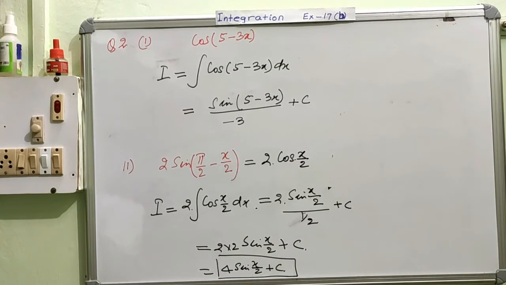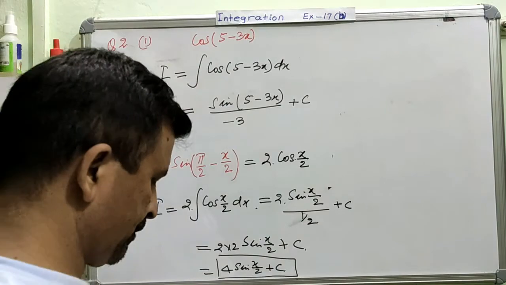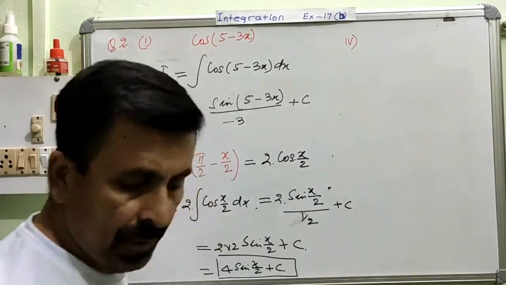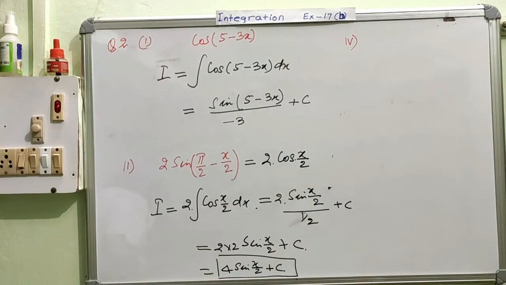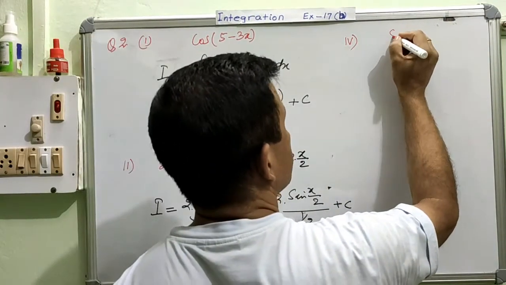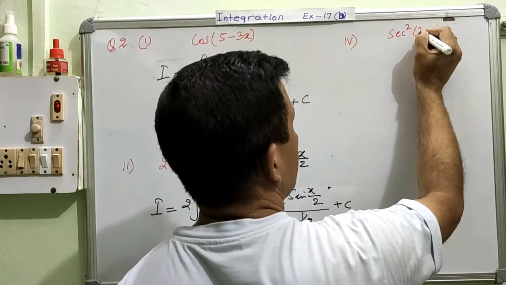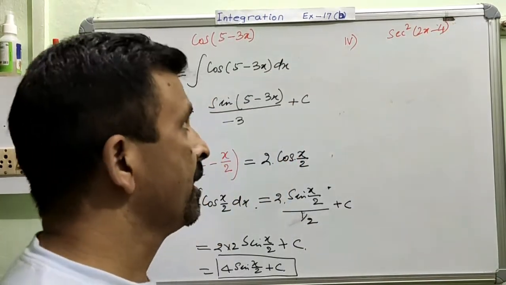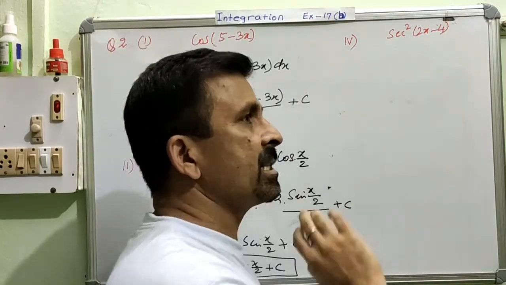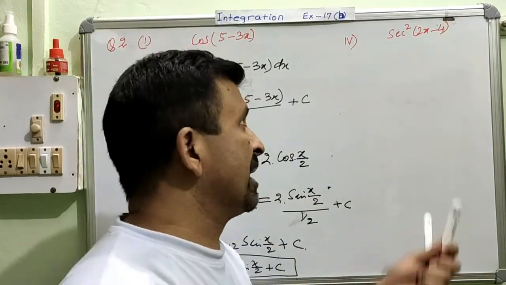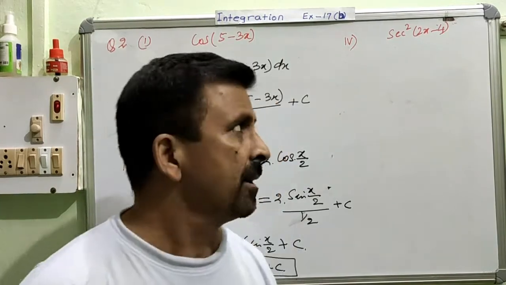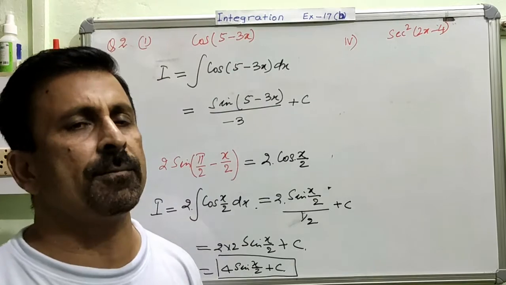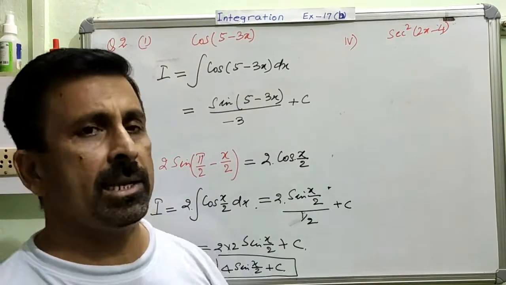Okay. Let us see one more question, Roman number 4. Your question is sec square of (2x minus 4). Okay. Now this is your question. So how will I read this? At first, I will read this question as sec square x, right? For the angle, I will see later on, because calculating the integration of the angle is very easy. My worry is only the trigonometric part.